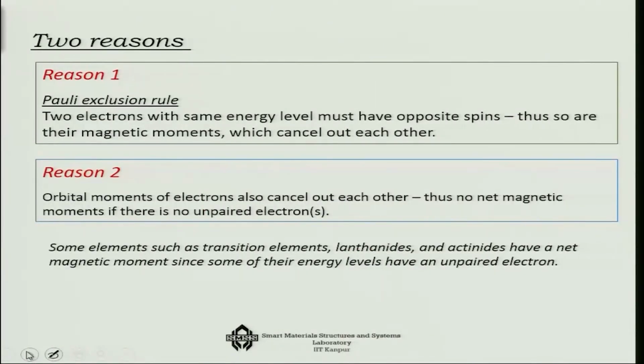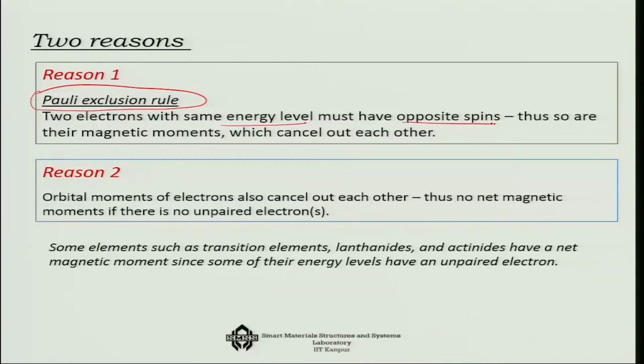One reason is called the Pauli exclusion rule, which says that if two electrons have the same energy level, then they must have opposite spins. Thus their magnetic moments are going to cancel each other. Even if there are two electrons, they cannot have the same spin, they will be in opposite spin. As a result, the magnetic moment due to spinning is going to cancel.